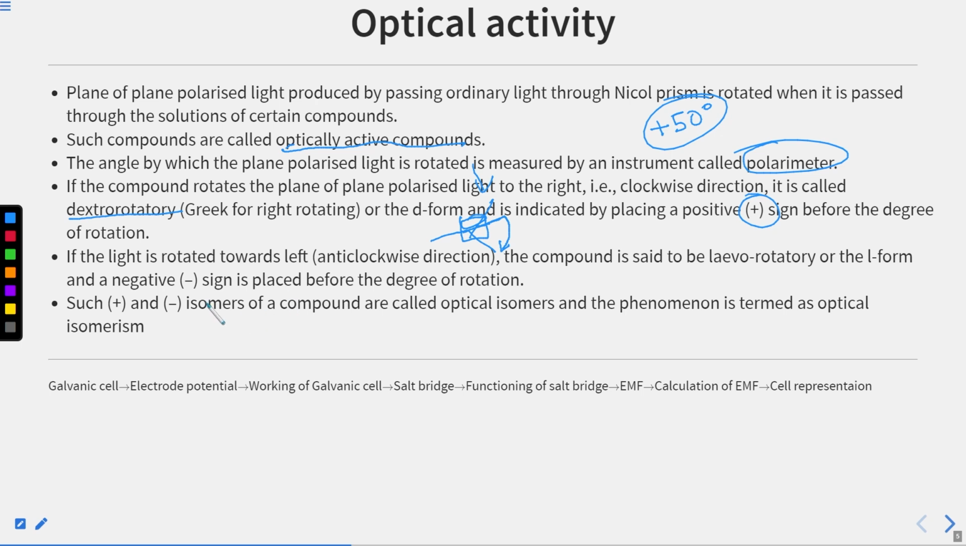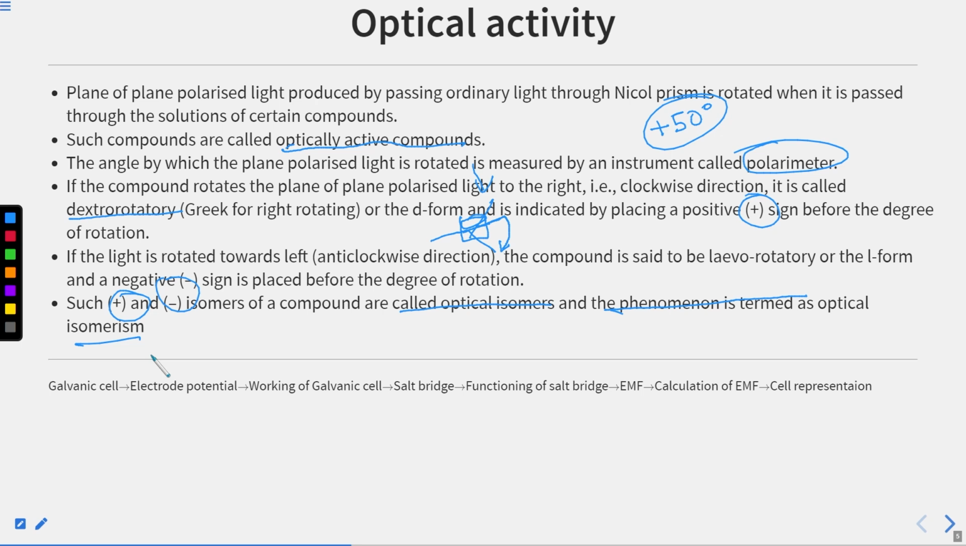Now such plus and minus isomers of a compound are called optical isomers. So we can have two rotations. Such two rotations are given by isomers with the same formula, not the same compound, and they are called optical isomers. Their deflection is the same in either direction. Suppose plus 50 is given by one of these, then minus 50 will be given by the other. And this phenomenon is termed optical isomerism. So this is clear. Okay, so what do you mean by optical isomerism?